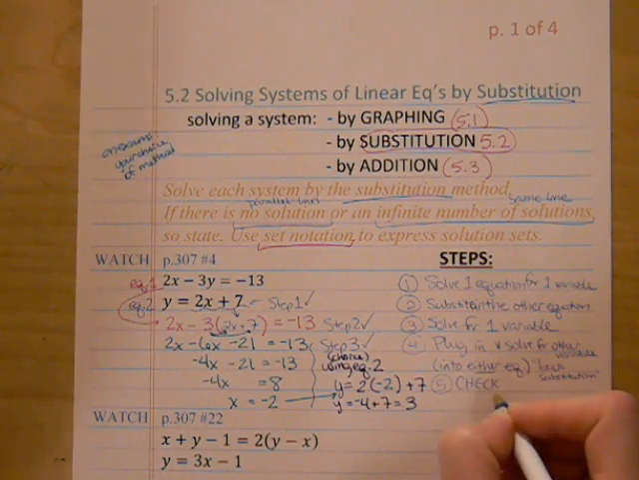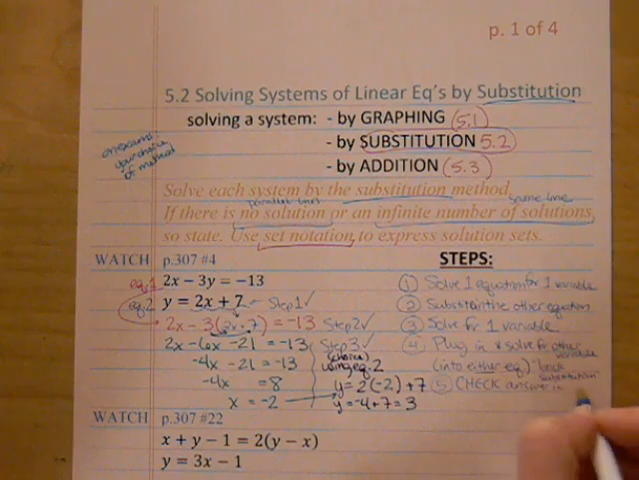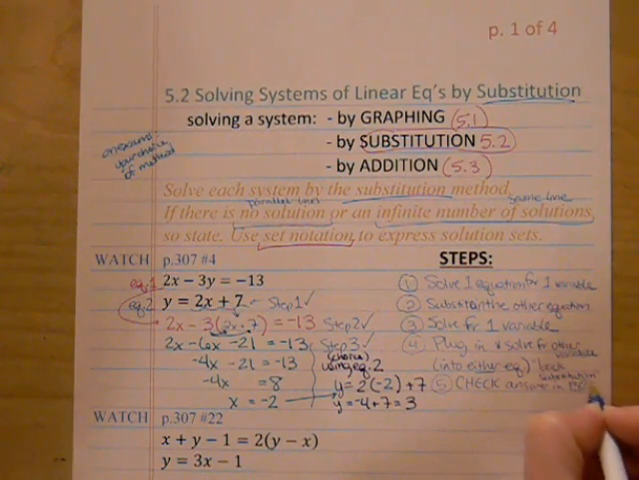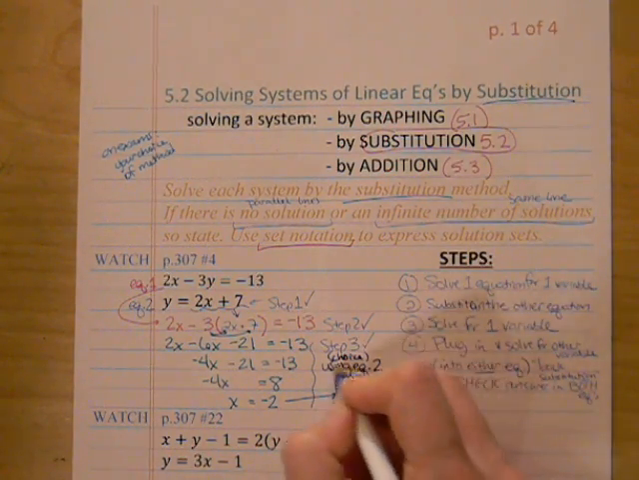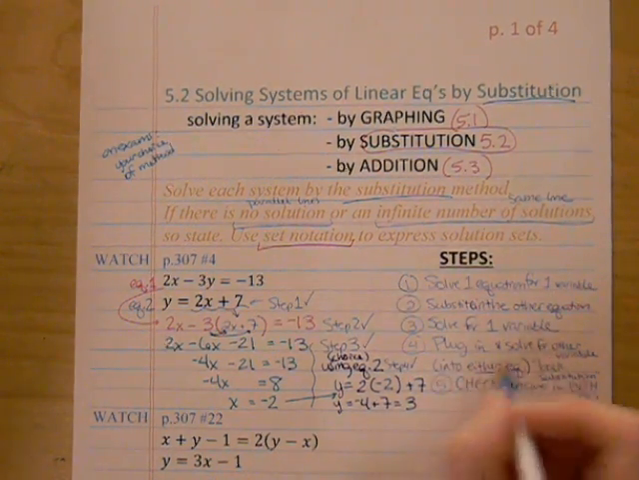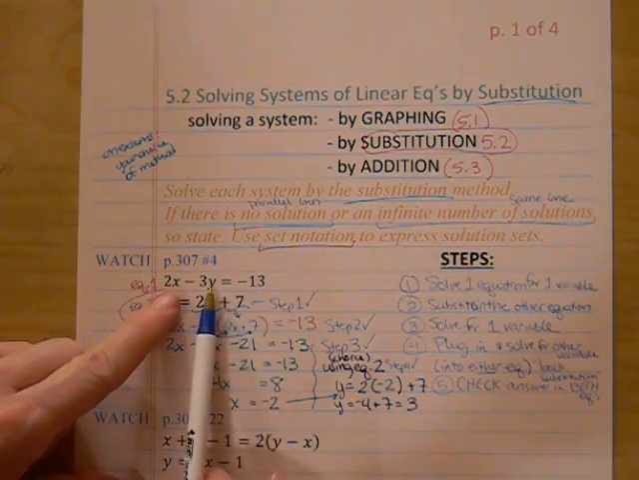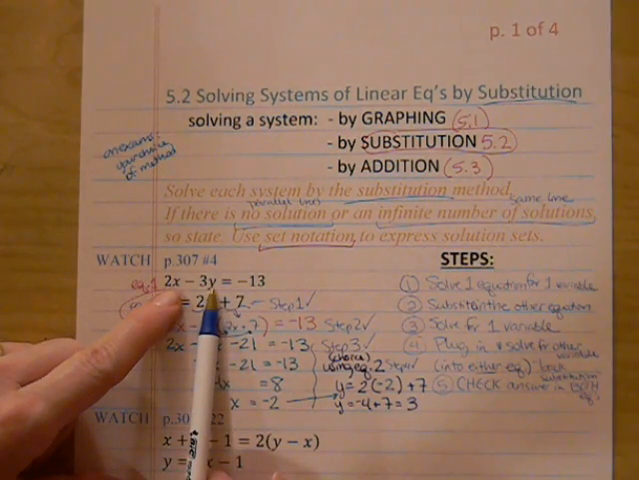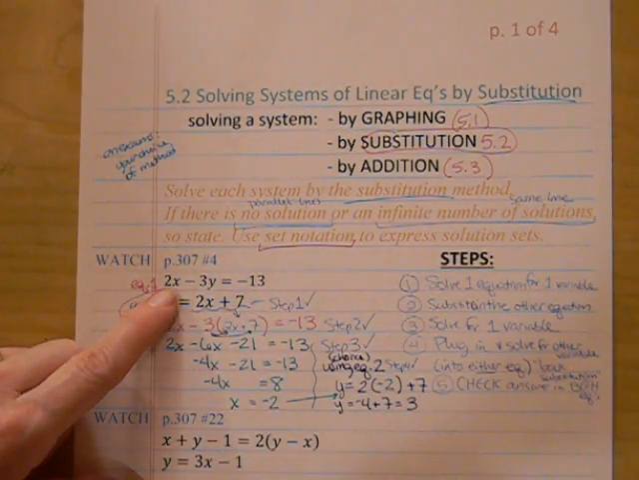Many times you can do this mentally in your head, but check the answer in both equations. It needs to work in both. And this right here is step 4. And then step 5, -2, 3, checking it in both here. 2 times -2 is -4. Minus 3 times 3 is -9. -4 minus 9 is -13. So it does check.